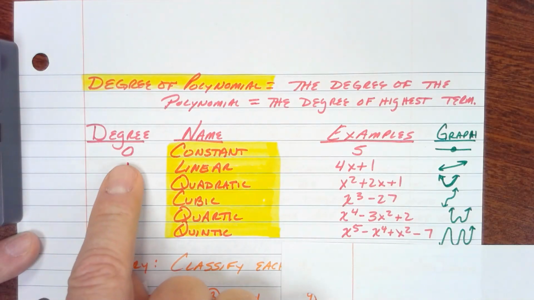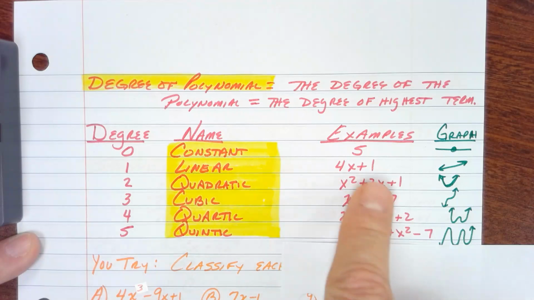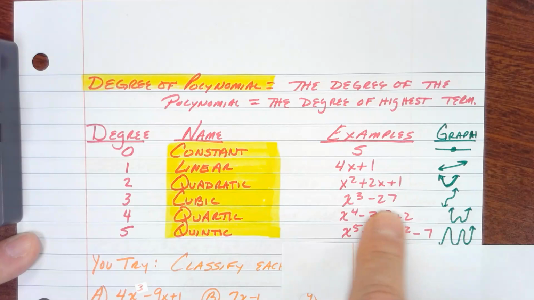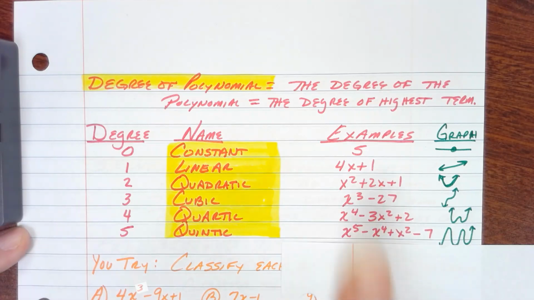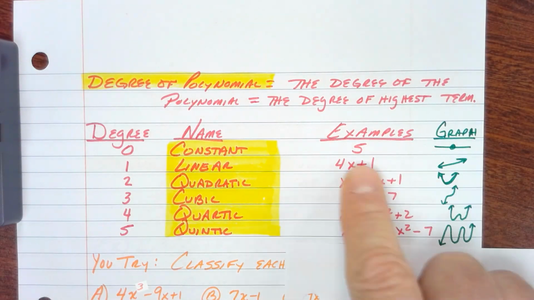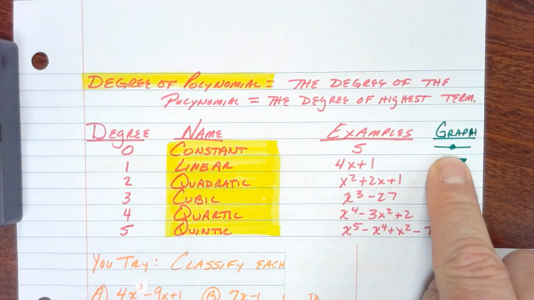So 0 degree is constant, we know something about the equation. Third degree is cubic, we know something about the equation. Now that's not the only thing we know. And that's why classifying by degree is so important. The graph of a constant is a number on a number line.